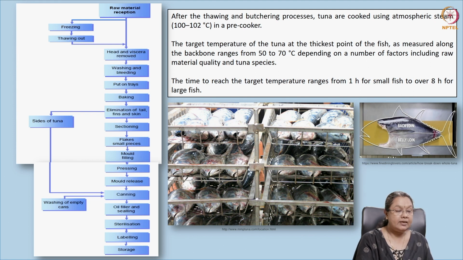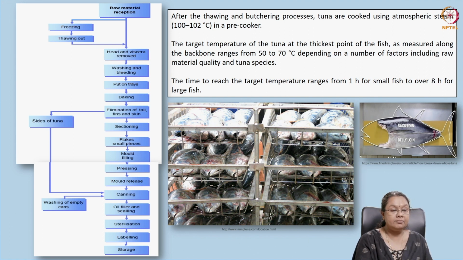After baking and removal of the fins and other parts of the skin, it is sectioned, cut into small pieces, and as per the requirement it can be converted to different forms. You can also make it into flakes, and then it is filled in the can and pressed. Then the can is filled with brine or oil, and after that it is subjected to exhausting and sterilization. After sterilization the cans need to be cooled, labeled, and stored before being marketed.